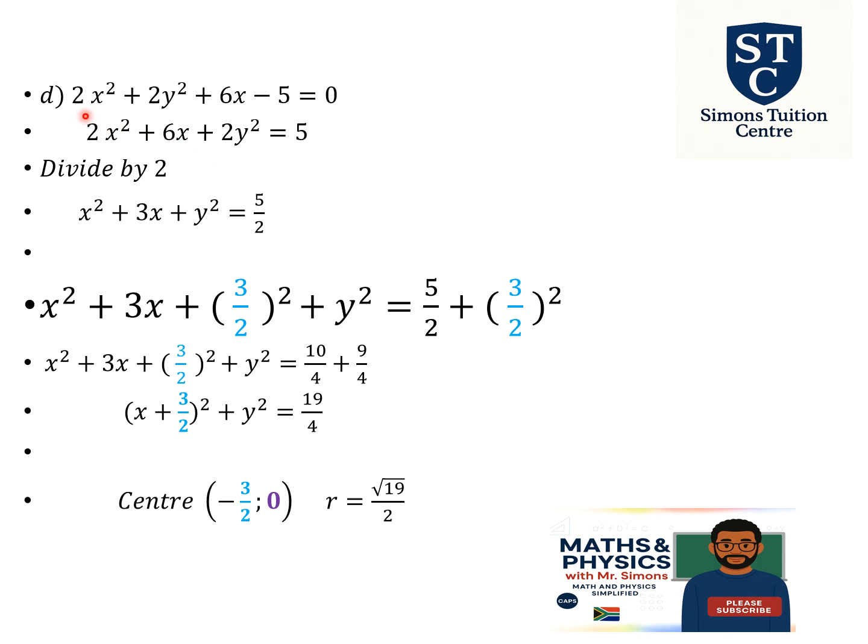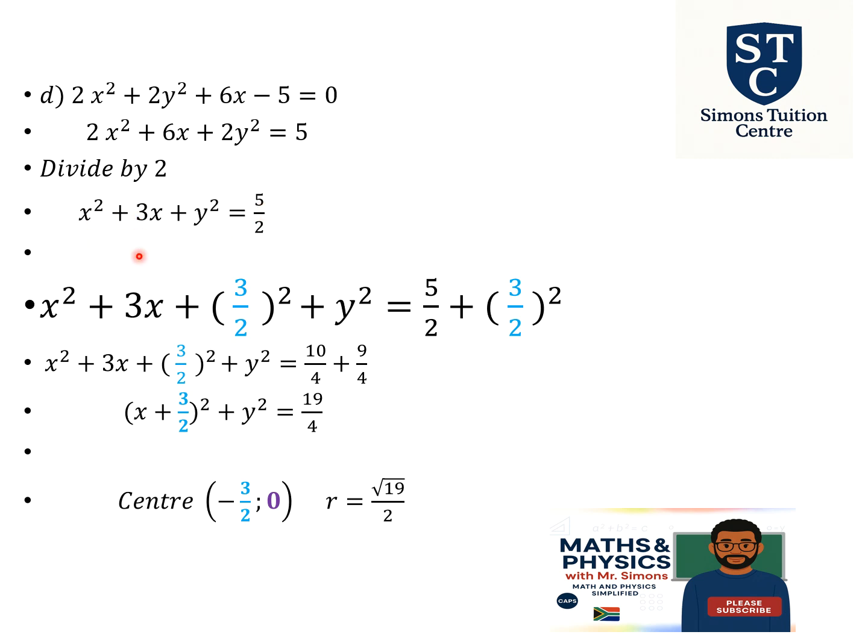So again, they give me 2x squared plus 2y squared plus 6x minus 5 equals 0. I'm first going to take the 5 over, so negative 5 becomes positive 5 on the other side. Again, my x squared and my y squared must have the coefficient 1, so I'm going to divide everything by 2. So 2x squared divided by 2 gives me x squared. 6x divided by 2 gives me 3x. 2y squared divided by 2 gives me y squared, and then 5 divided by 2.